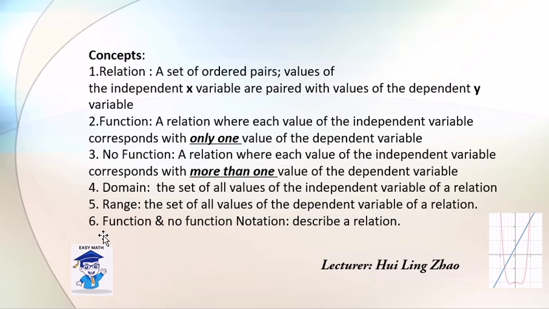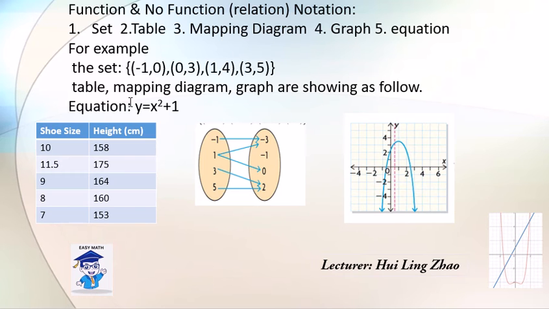To express functions and non-functions, we use some notations. Number 1, set. Number 2, table. Number 3, mapping diagram. Number 4, graph. Number 5, equation. For example, the set: here there are 4 pairs of data. The first one is (-1, 0), next is (0, 3), next is (1, 4), and the last one is (3, 5). All the data are put in large brackets.